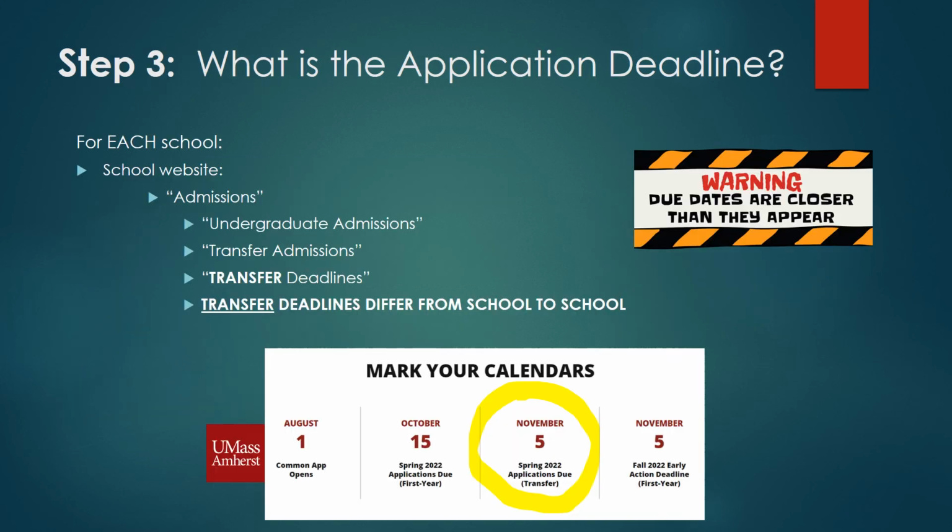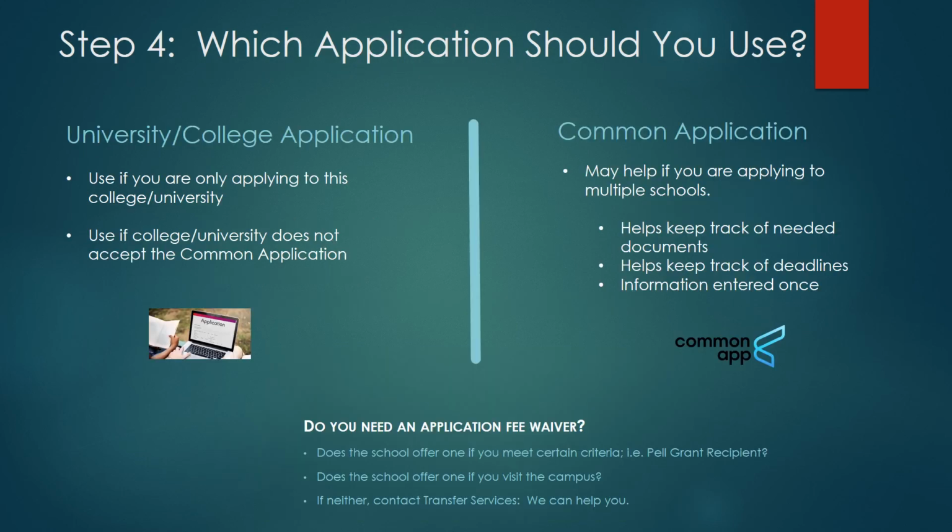Step 3. What is the application deadline for each of the schools to which you are applying? To find this information, go to the school's website under Admissions, Undergraduate Admissions, then Transfer Admissions, then Deadlines. You can see from this example from UMass Amherst that a transfer deadline is different than a first-year application deadline. But be careful because schools have different transfer application deadlines, so be sure that you check each school to which you are applying.